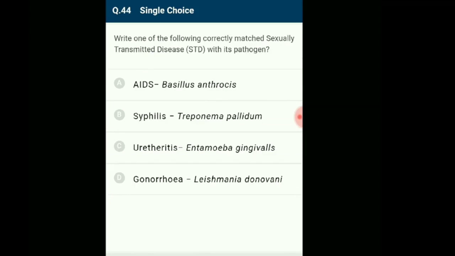Question number 44. Which one of the following is a correctly matched sexually transmitted disease with its pathogen? Syphilis is a sexually transmitted disease caused by Treponema pallidum. It is a member of the family Spirochaetaceae and it is related to other spirochaete genera which have the capacity to infect man, namely Borrelia and Leptospira. So the answer is option B, syphilis, Treponema pallidum.